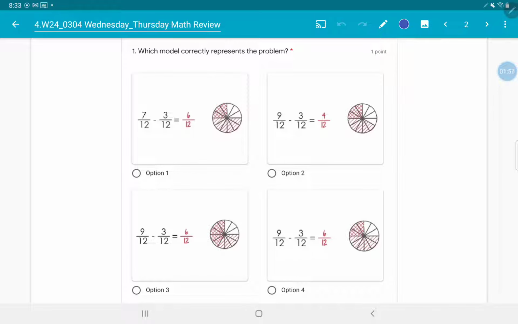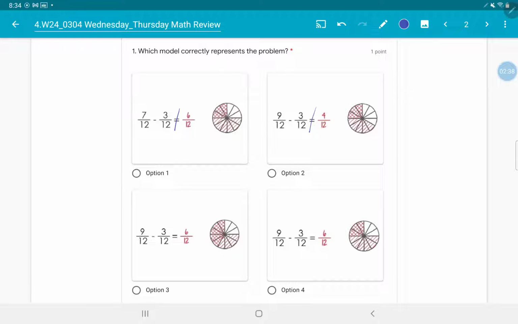Does the bottom number change when I add or subtract? No, only the top. Only the numerator changes. All right, so in option 1, I have 7/12 minus 3/12. If I do 7 minus 3, what do I get, Ansley? I get 4. So my answer would be 4/12. They have 6/12 as the answer, so we know that's not correct. Option 2, we have 9/12 minus 3/12. Owen, what is 9/12 minus 3/12? 6/12. So I know that answer is not correct.